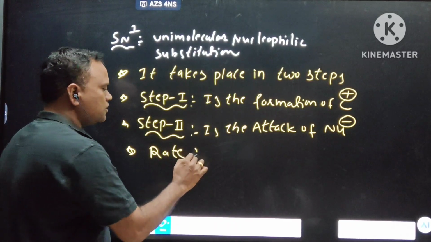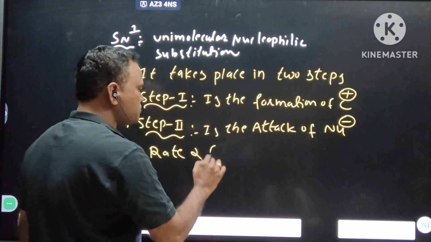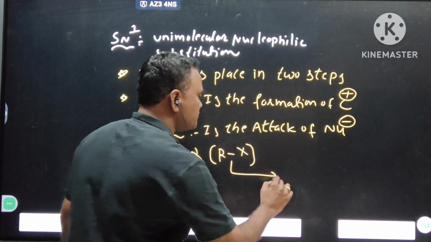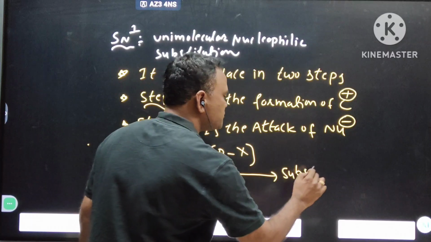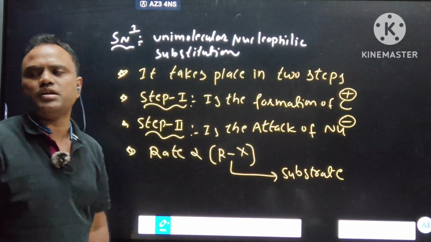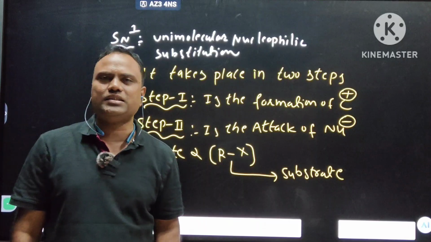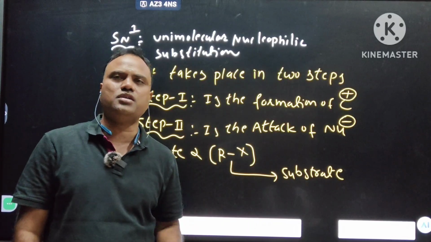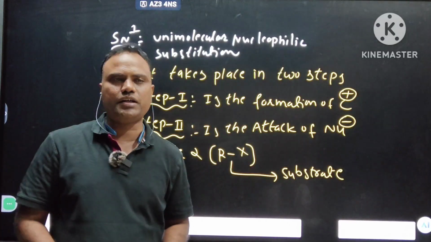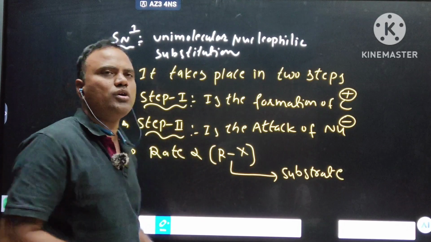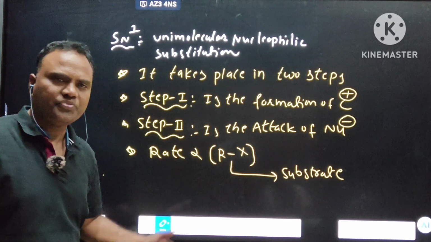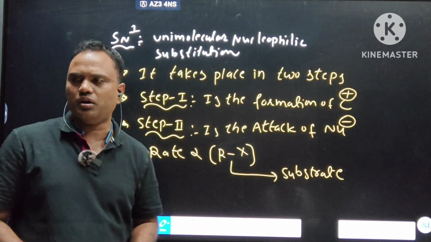The rate of SN1 is directly proportional to the concentration of alkyl halide. It is generally called the substrate. Substrate means the reactant in a reaction. In SN1, SN2 reactions, we consider the reactant as a substrate. In a reaction, what is on the left-hand side? Reactant. On the right-hand side? Product. Substrate is nothing but a reactant.